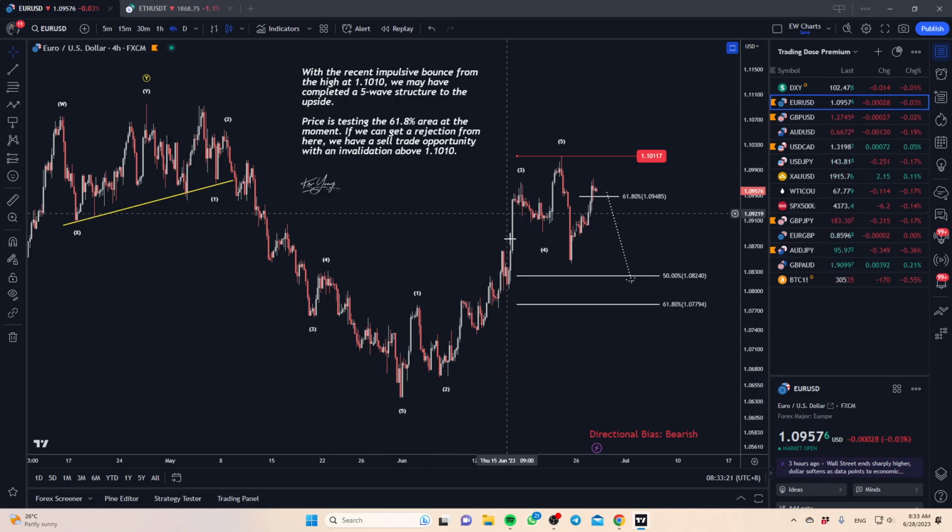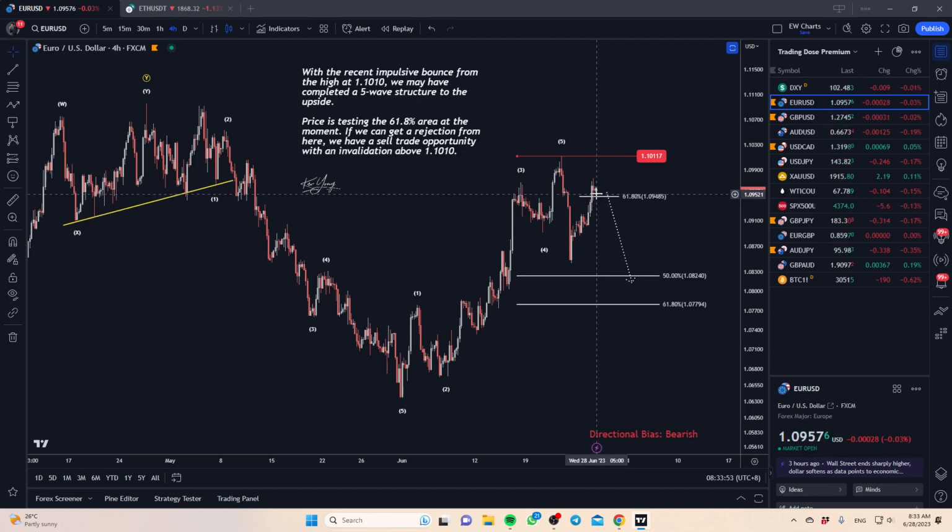We have kind of a 1, 2, 3, 4, 5, so we're expecting a 3 wave pullback. The market is currently testing the area around 618. Quite similarly, if we can get price to reject to the downside and of course stay below this high here at 1.1011, then we can expect a bit more downside with a target at 1.0820 to 1.0800. So do look out for a potential sell trade opportunity over here.